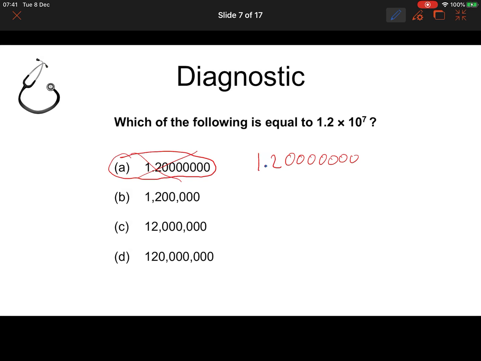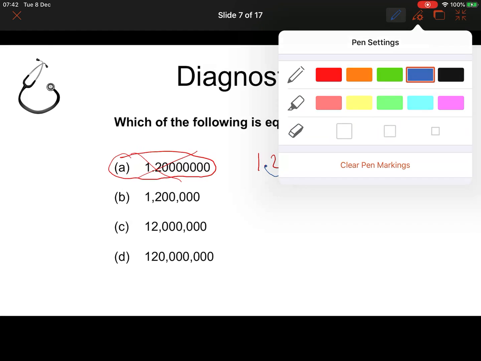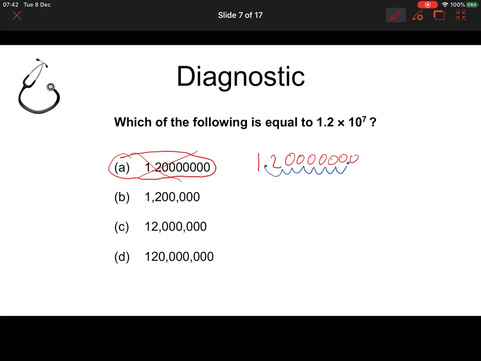Okay. So let's now move my decimal point to the right 7 places. 1, 2, 3, 4, 5, 6, 7 places. It's going to end up there. Okay, so that's 1, 2, with 1, 2, 3, 4, 5, 6 zeros afterwards. Okay, it's 12 million.